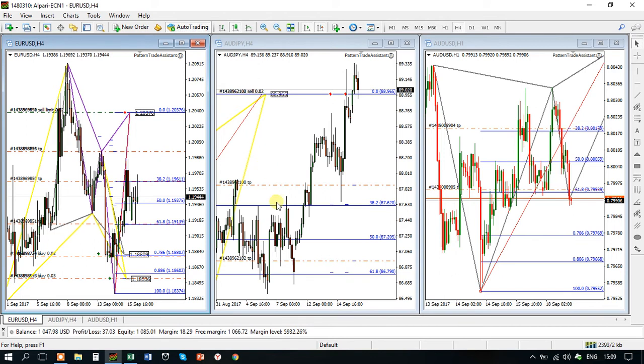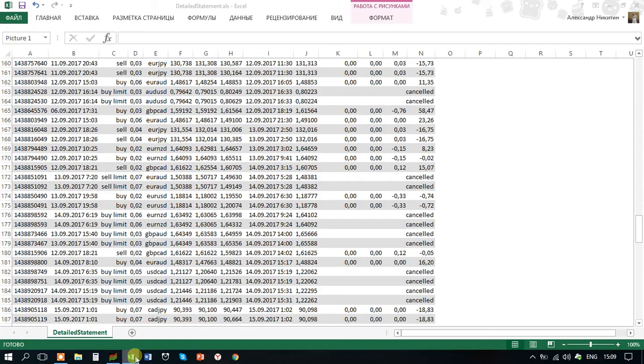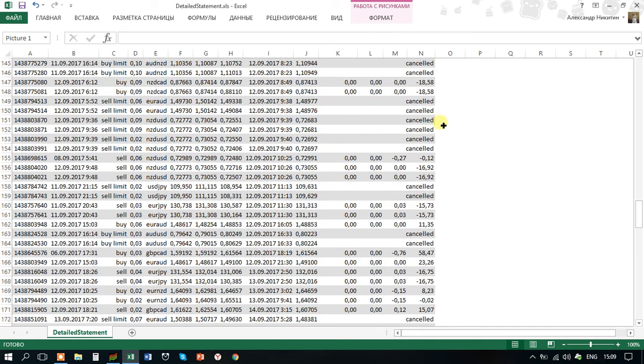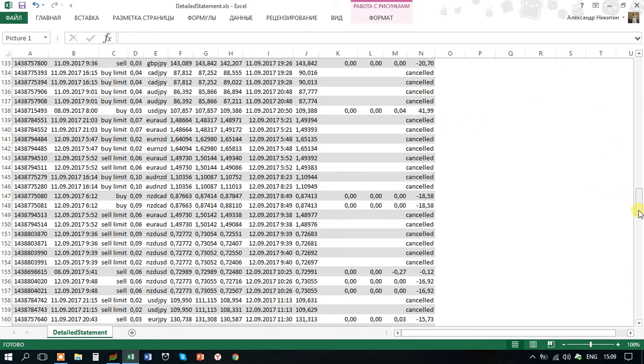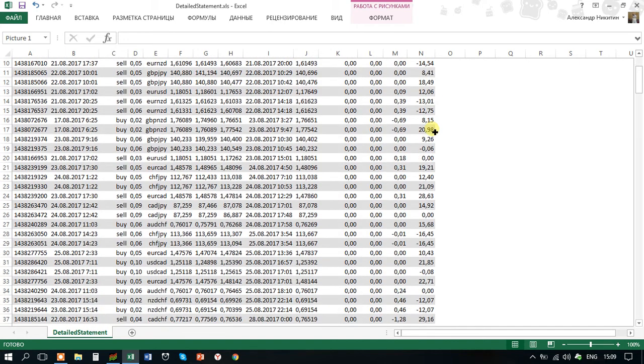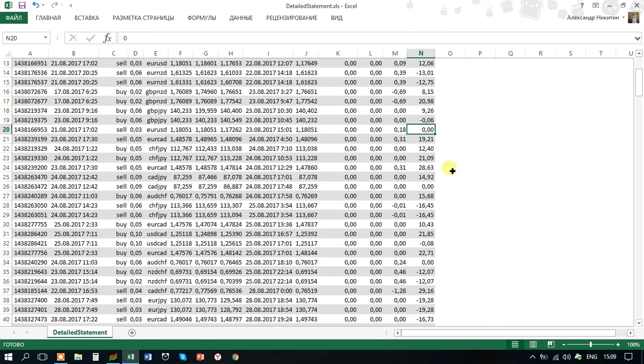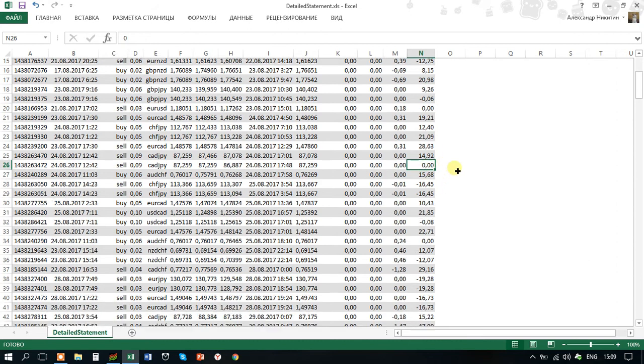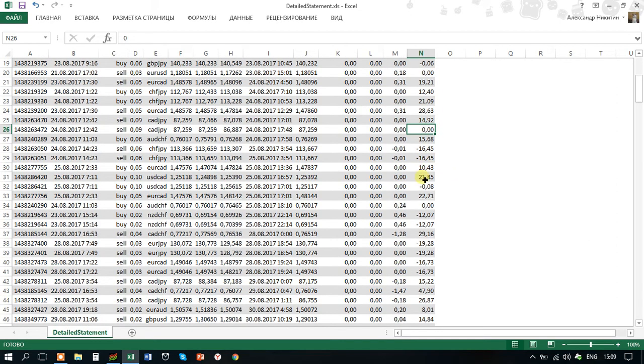Yes, so look at what MetaTrader does. Look at some numbers here. Let me find something. Zero, you see, another zero, and here we have this. What is this? That was a slippage. So I've lost 8 cents on this trade because of the slippage.